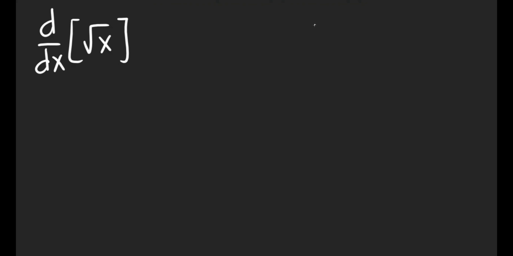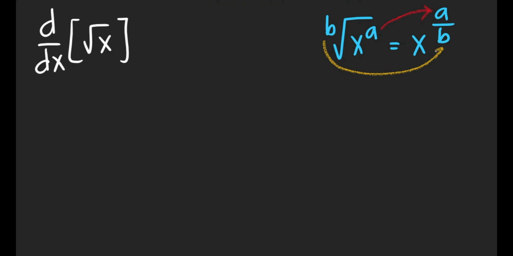What if the function is inside the radical sign? Say for example, how can we differentiate square root of x? We need to remember that the b-th root of x to the power a is equal to x to the power a divided by b. The exponent of the variable will become the numerator a, and the index will become the denominator b.